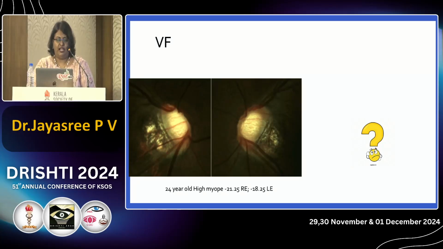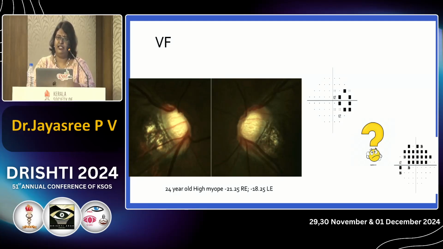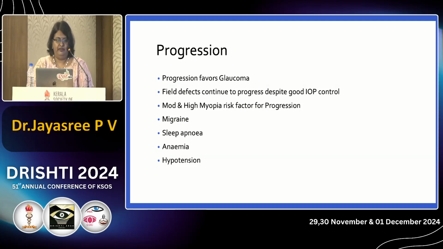So what about this eye? You can see that the right eye has an enlarged blind spot. Between the eyes, the disc does not look very dissimilar, but the left eye definitely has a superior defect. But then I will closely follow up the patient. Maybe I'll put the patient on medication in the left eye, but I'll follow up closely. If the patient is not progressing, I'll safely observe the patient. Close observation. Progression favors glaucoma.